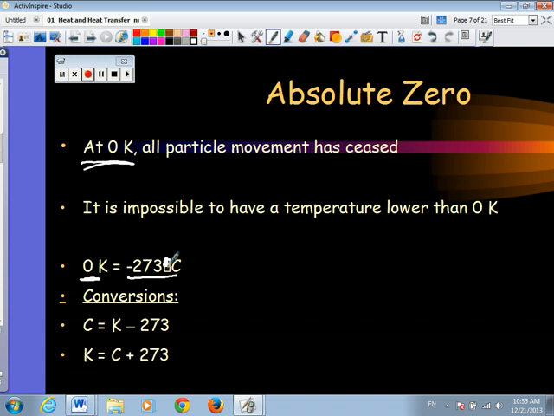Minus 273 degrees C. Okay, you'll have to watch your units on this, simply because when we get into calculations later on, you'll have to look and see whether or not your constants are in Kelvin or in Celsius.